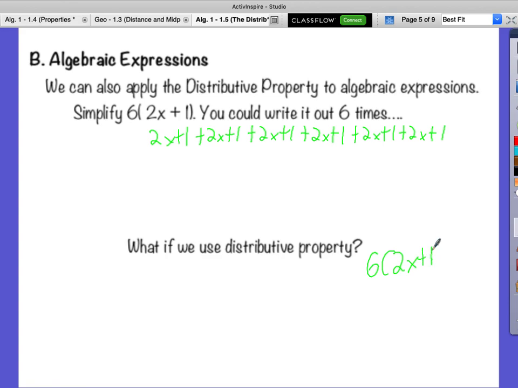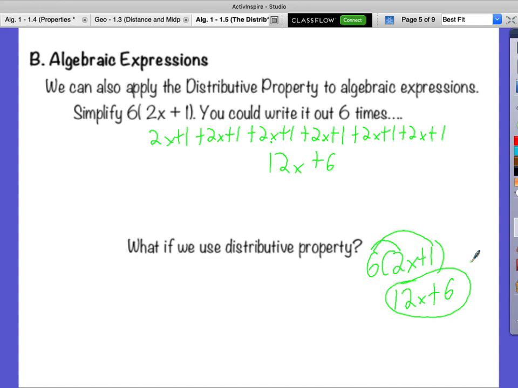So let's write this down here. What if we use the distributive property? What's 6 times 2x? 12x. What's 6 times 1? 6, and we have a plus. So we end up getting 12x plus 6. If we went through here and added all of our like terms, 2 plus 2 is 4, plus 2 is 6, plus 2 is 8, plus 2 is 10, plus 2 is 12. 12x. And we add up all of our ones: 1, 2, 3, 4, 5, 6. 12x plus 6. We get the same answer either way, right? But is this one a lot easier now? This is when the distributive property really comes in handy, when we have algebraic expressions.